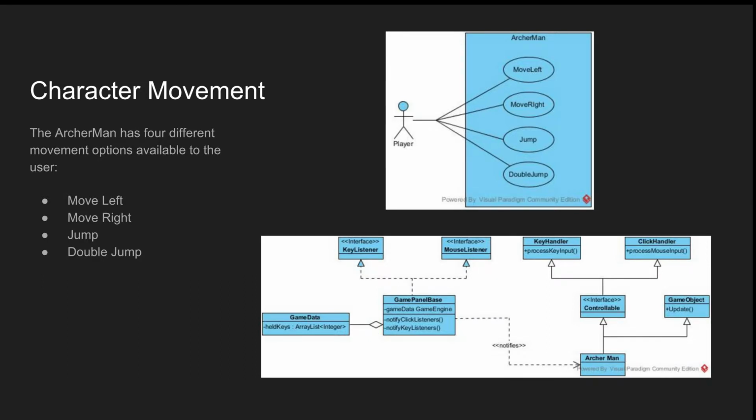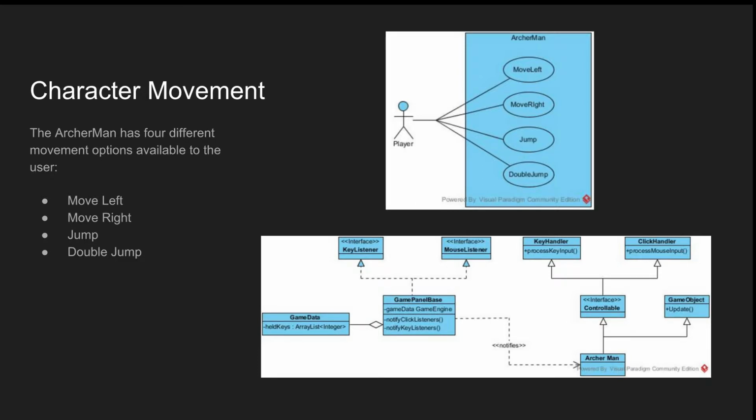How it all happens is it starts with the game panel base. The game panel base inherits from key listener and mouse listener. And whenever a key is pressed, that key that was pressed is added to an array list in the game data. And after that, the game panel base calls notify key listeners.